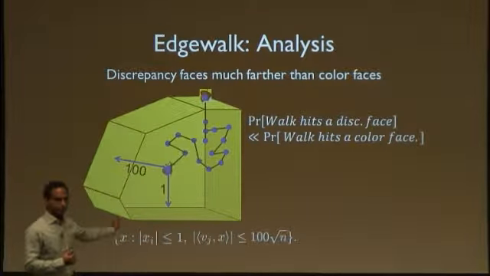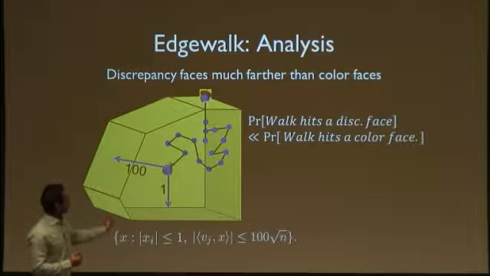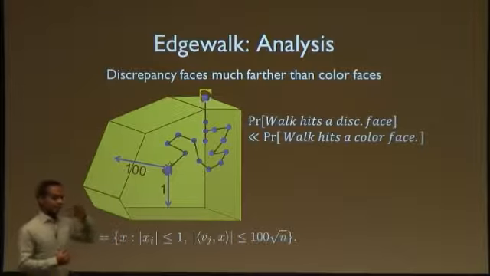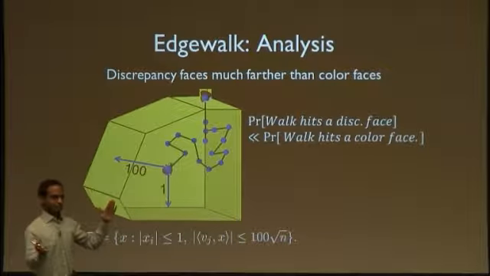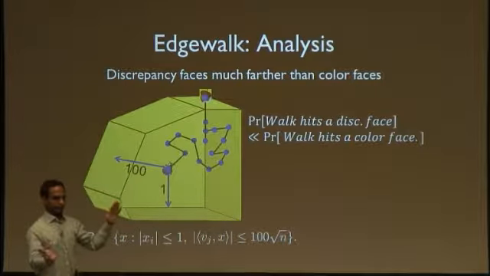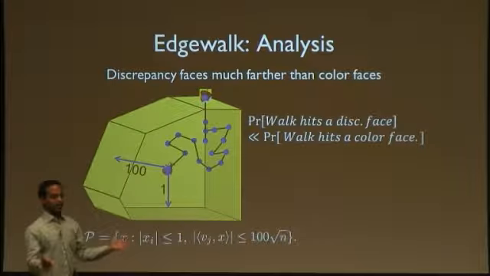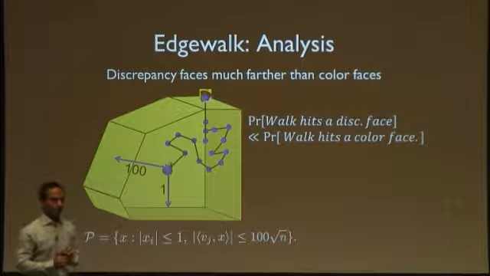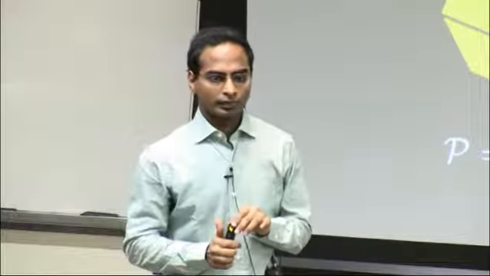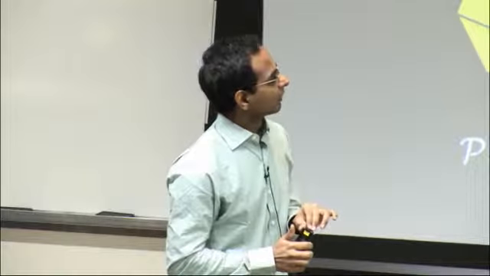You mean the probability it ever hits one? So you fix any discrepancy face and any color face, it's more likely to hit the color face. And then you take a kind of expectation over all the discrepancy faces. But again, the question is, when you say the walk hits, do you mean the probability that it ever hits it? This entire process that you've defined with the faces and so on. Right. That's what you mean.